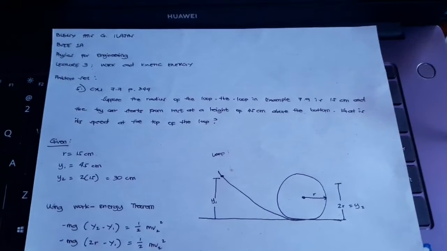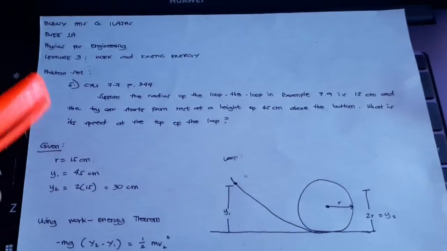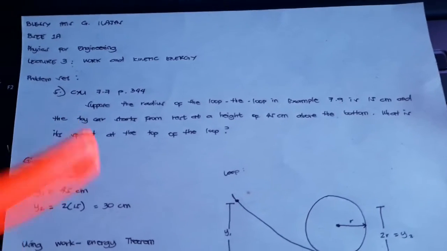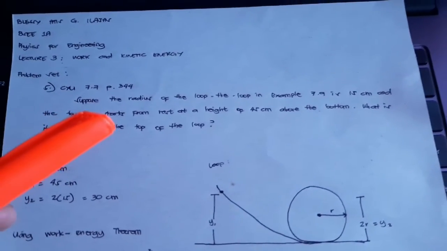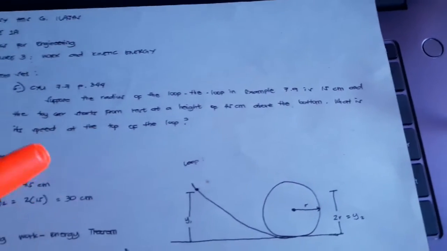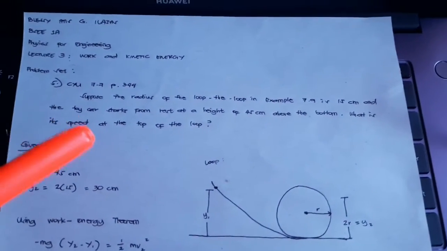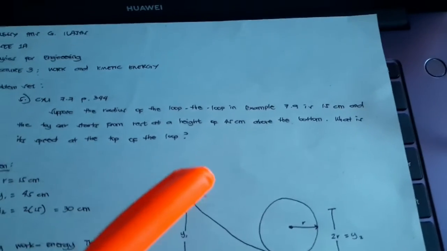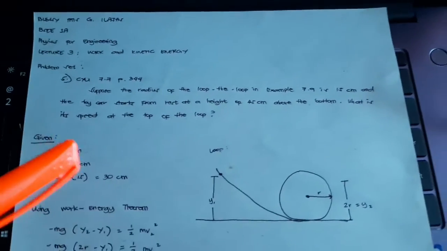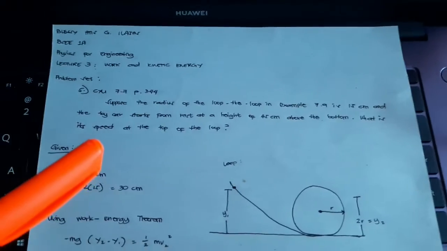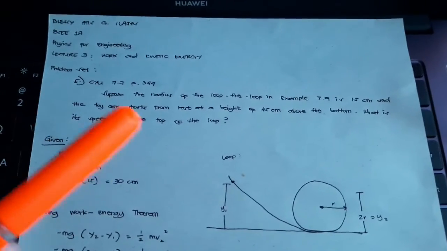And the last, problem set number 5, check your understanding 7.7 on page 344. Suppose the radius of the loop in example 7.9 is 75 cm and the toy car starts from rest at a height of 45 cm above the bottom. What is its speed at the top of the loop? So the question is how fast it is at the top of the loop.